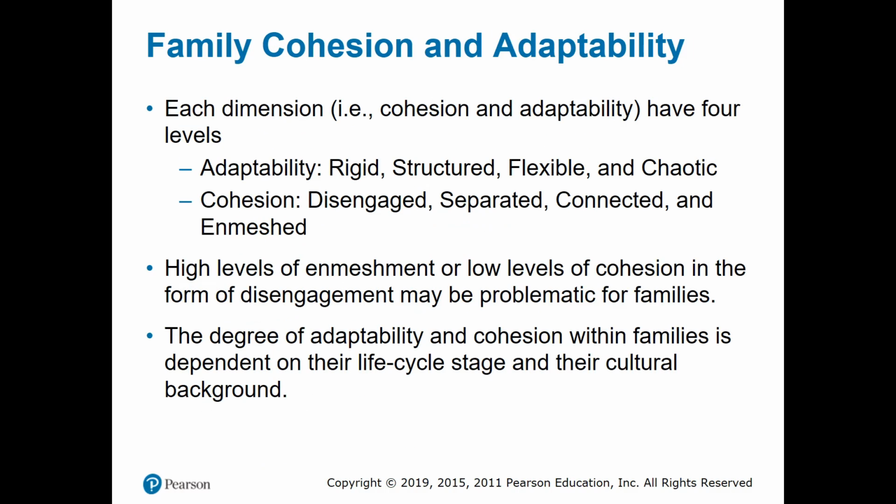Family cohesion and adaptability, each dimension has 4 levels. So adaptability, we could see rigid, structured, flexible, and chaotic. Cohesion, we could see disengaged, separated, connected, and enmeshed. High levels of enmeshment or low levels of cohesion in the form of disengagement may be problematic for families. The degree of adaptability and cohesion within families is dependent on their life cycle stage and their cultural background.